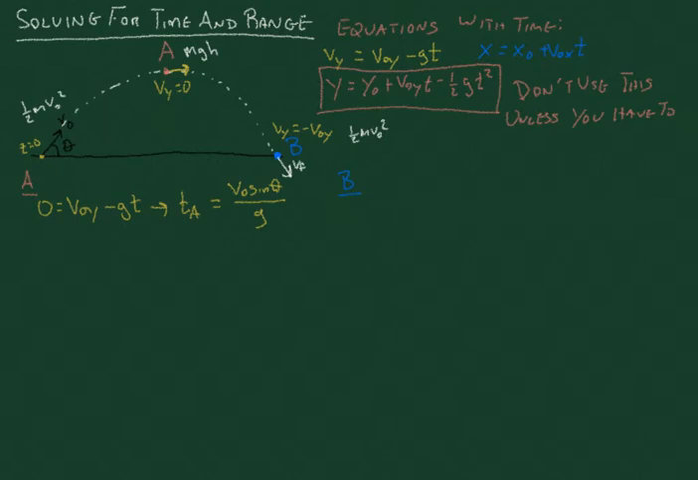So what this tells us for b is that minus v0y equals v0y minus gt. So we see that the time at b is going to be equal to 2 v0 sine theta over g. And again, this makes sense because we would expect that if the time to go up was v0 sine theta over g, then the time to go down would be twice the time to go up. And so that makes sense intuitively.